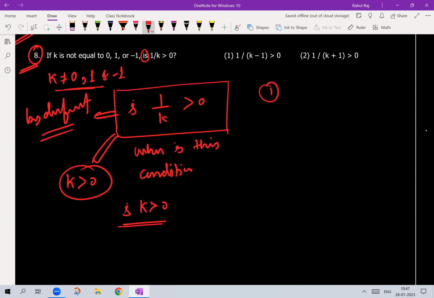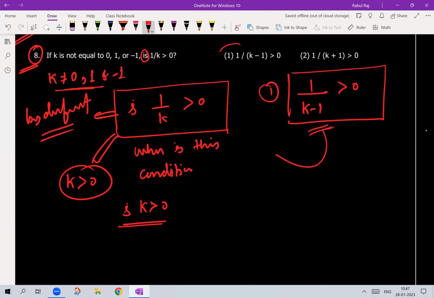Option number 1 says what? 1 over k minus 1 is greater than 0. What I have told you, statements are always absolute. You cannot challenge the statement at all. They are asking you a question, is 1 over k greater than 0? And they have given you 1 over k minus 1 is greater than 0. Now with this particular information, can you actually prove this question? Simple logic. My new question is, is k greater than 0?